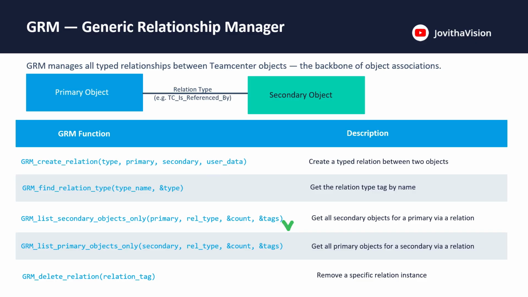GRM_list_secondary_objects_only. Given a primary and relation type, get all secondaries. GRM_list_primary_objects_only. The reverse. Given a secondary, find all primaries. GRM_delete_relation. Deletes a specific relation instance. GRM is everywhere in Teamcenter integrations. Anytime you are linking objects together, GRM is your tool.